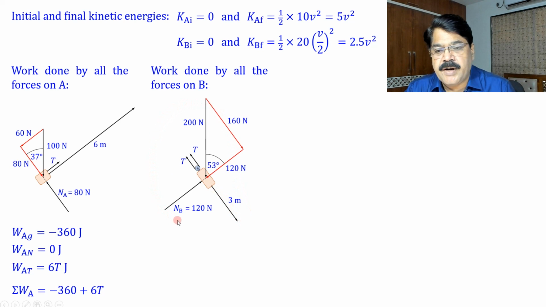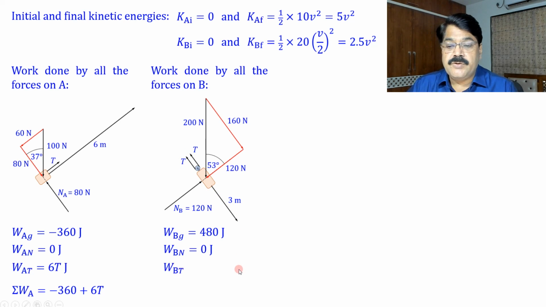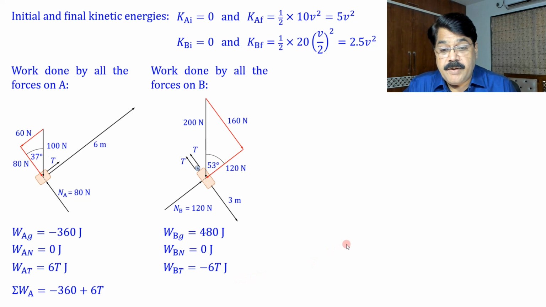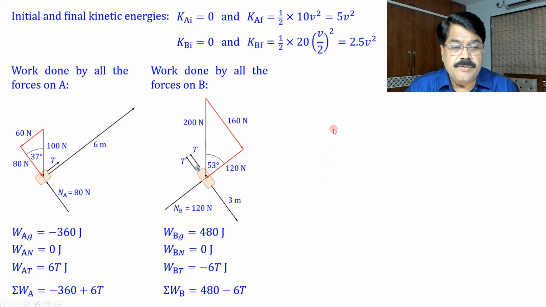With this diagram we can write the work done by all the forces. So work done by gravity on B is 160 into 3, that is 480 joule. Work done by normal will be 0 because normal is perpendicular to this displacement, and work done by tension will be negative 2T into 3, so again minus 60. So work done by tension on B is minus 60 joule. Now we can write the total work done by all the forces on B, that is summation WB is equal to 480 minus 60 joule.